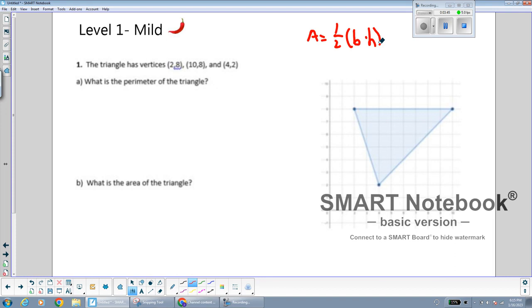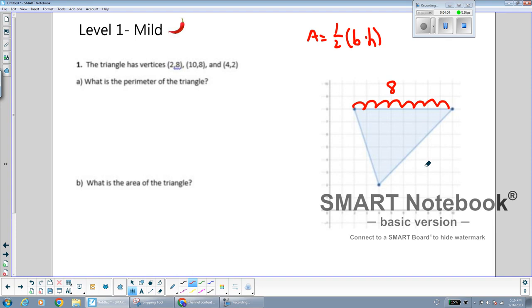It's pretty clear to see that the base is over here. It's 1, 2, 3, 4, 5, 6, 7, 8 units long. It's a straight line, so I can count the boxes. But the height is not so clear. The side of the triangle is not the height. This is not a right triangle.